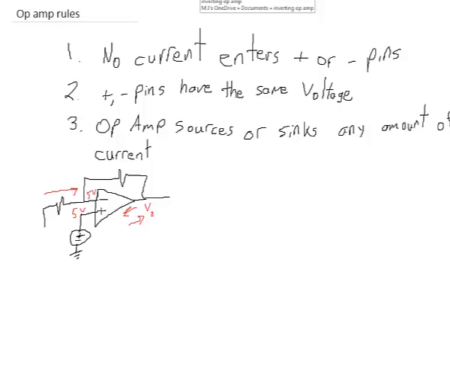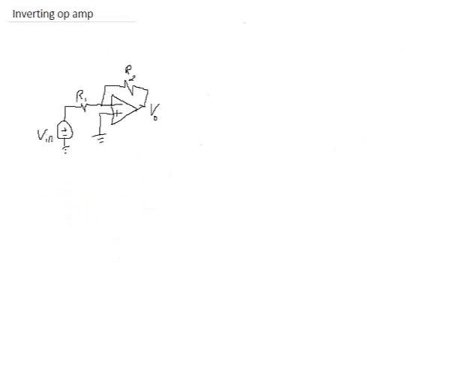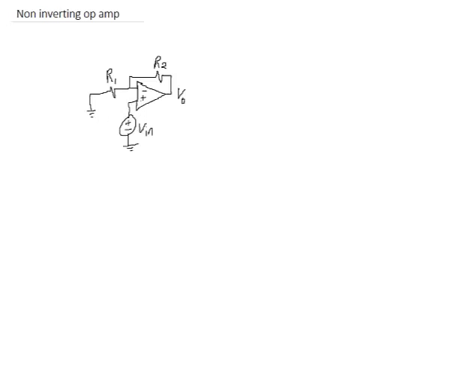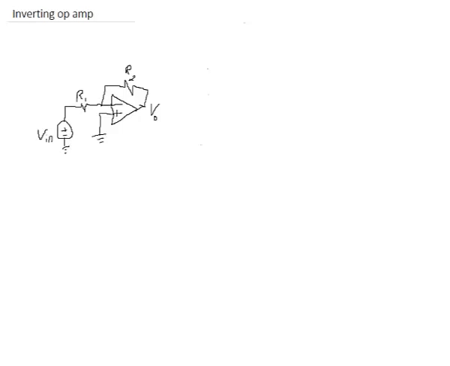Now, when you have op-amps, you have 2 common cases of op-amp circuit configurations. One is called the inverting op-amp, which looks like this, and the other is the non-inverting op-amp, which looks like this. These configurations you'll see a lot. So if you see this configuration in a circuit, you can automatically plug in its formula, which I'm going to derive right now, which is going to be the relationship between Vin and Vout.